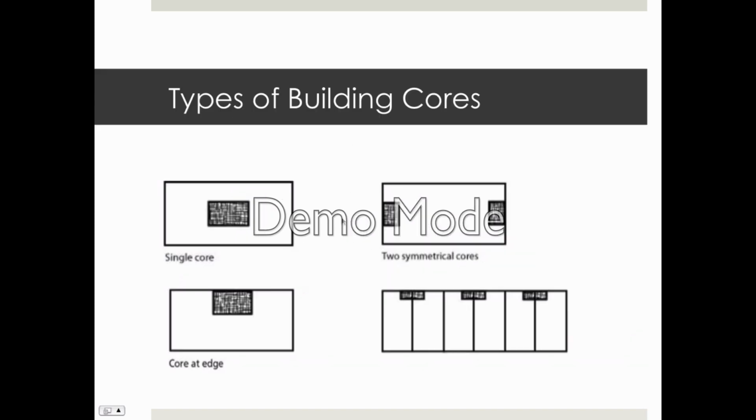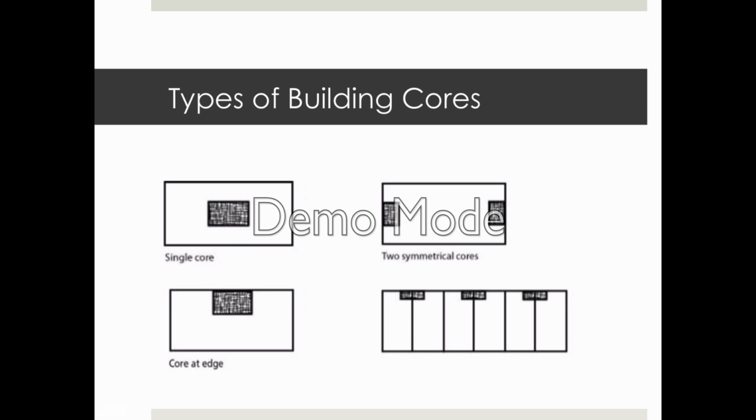There are various types of building cores. A single core placed in the center is nice because it allows pretty quick access. Even if you're all the way over here, to get to the stairs or the bathroom, you don't have to go very far. Now, the drawback is it creates some narrower spaces here on the sides and is more difficult to design around.